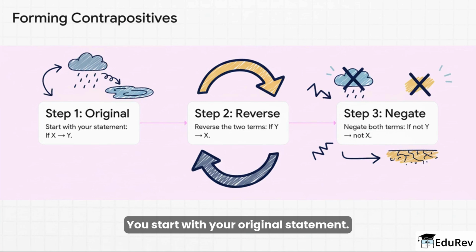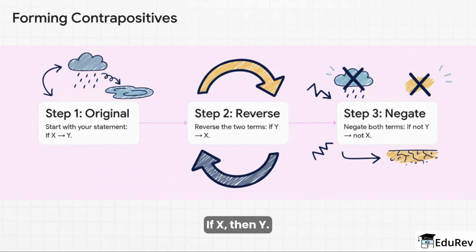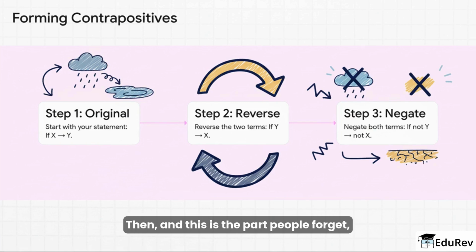You start with your original statement. If X, then Y. First, you reverse the terms. Then, and this is the part people forget, you negate both of them. So our sentence, if it rains, the ground is wet, becomes, if the ground is not wet, then it has not rained. See that? It's the exact same piece of logic, just looked at from a completely different angle.